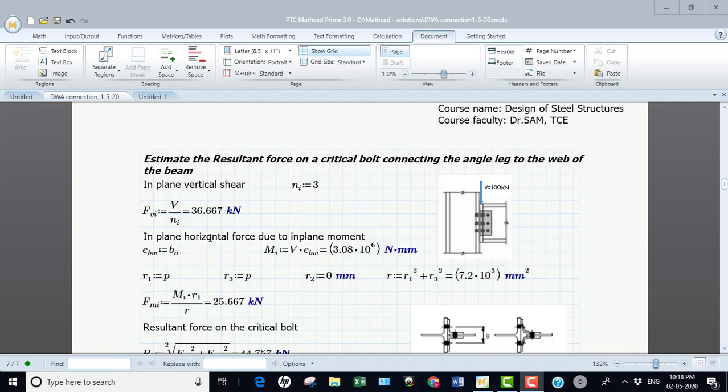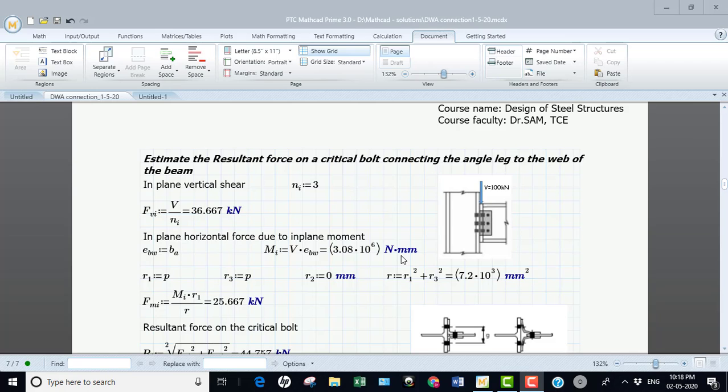So regarding the shear, you will get the total shear force divided by the number of bolts. You will get the vertical shear taken by one bolt. And you know the eccentricity, that is, this eccentricity is nothing but the beam web. So this is the eccentricity in the beam web. That is nothing but the back angle distance, from which I calculate the in-plane moment, which is equal to shear force into the eccentricity.